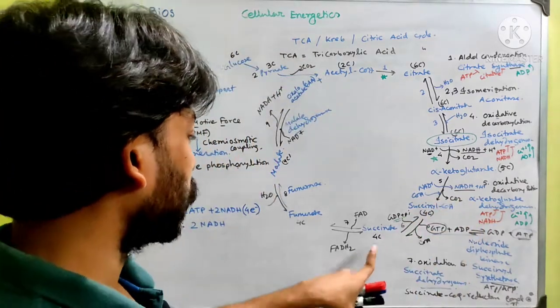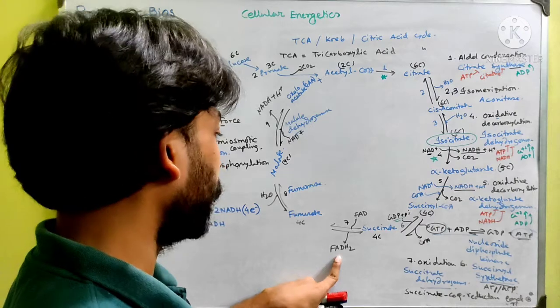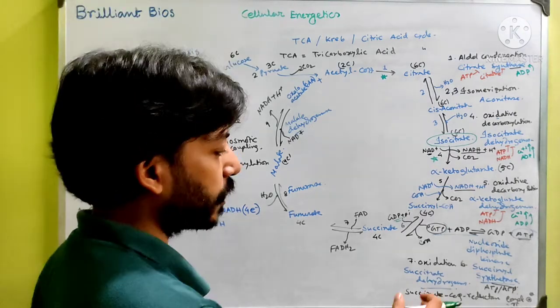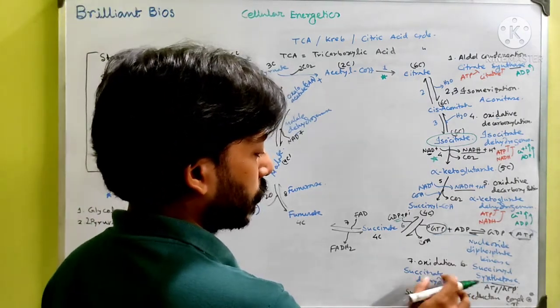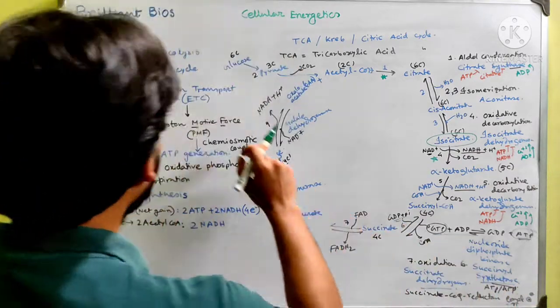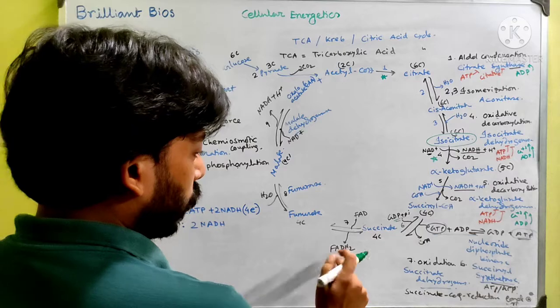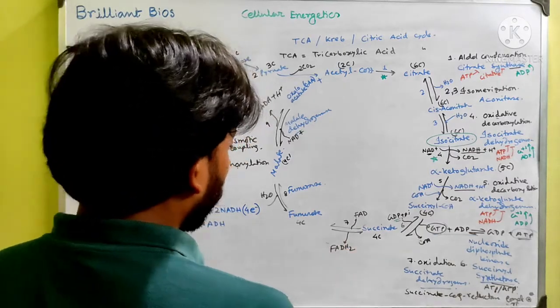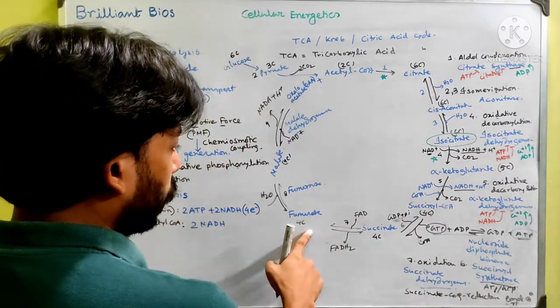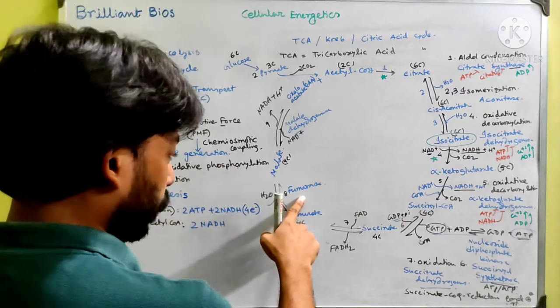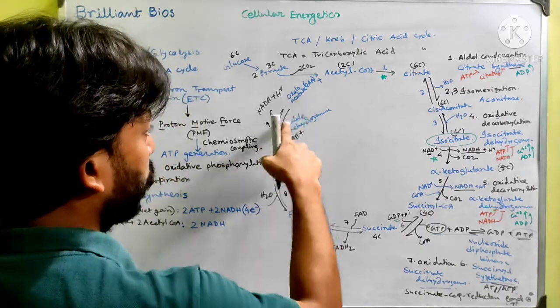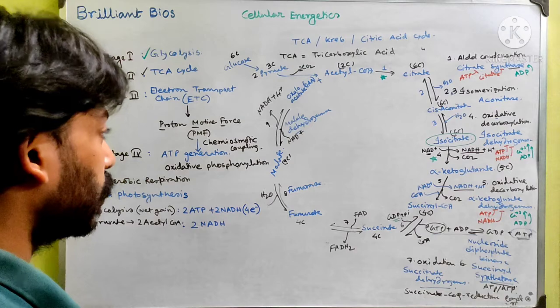Now the succinate makes FADH2. I am telling you that this enzyme is very important because it is part of complex 2 of the ETC, the electron transport chain. It produces FADH2. We also count this product. Now it produces fumarate. Fumarate to malate is done by fumarase. From malate to oxaloacetate is malate dehydrogenase, because it exchanges hydrogen.